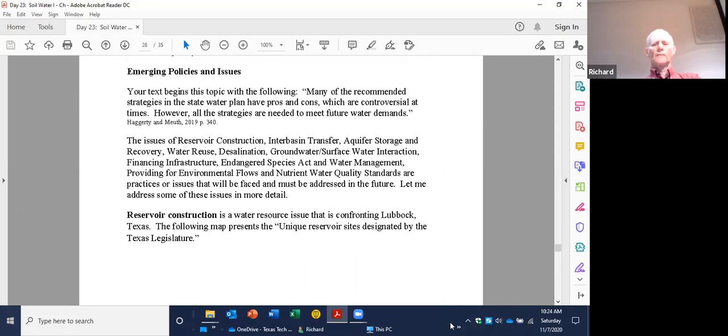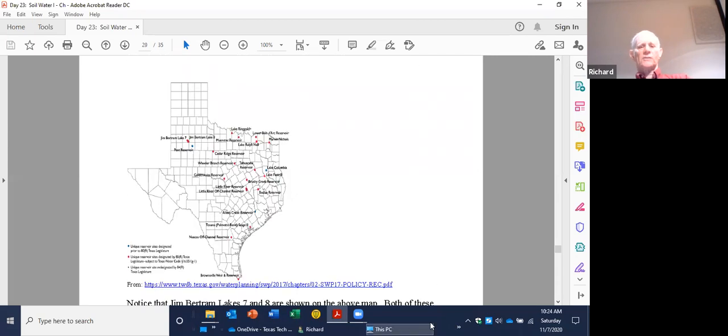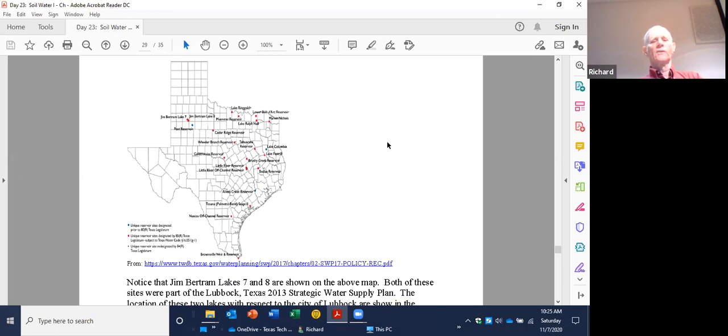Reservoir construction. Reservoir construction is a water resource issue confounding Lubbock, Texas. The following map represents the unique reservoir sites designated by the state Texas legislature. So here's the state, and where you see all these little dots are where there are plans for future reservoirs. If you look very carefully at this map, you will see two dots that sort of superimpose on them.